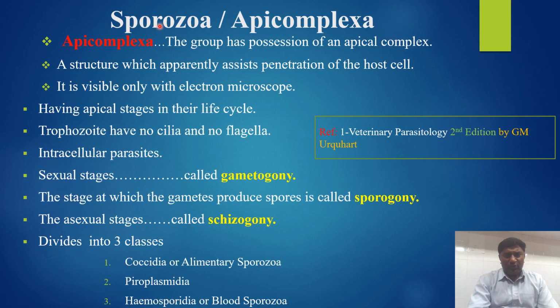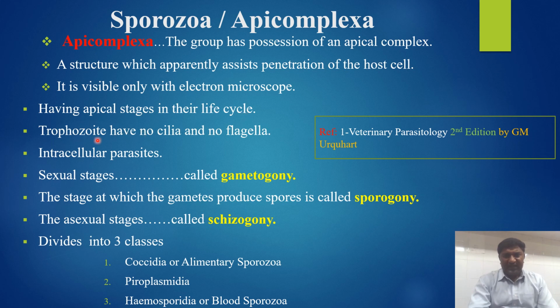So now, the Sporozoa or Apicomplexa. What does Sporozoa or Apicomplexa mean? This is a group that possesses an apical complex. So what is the apical complex? It is a structure which apparently assists penetration of the host cell, and it is visible only with the electron microscope, and they have apical stages in their life cycle.